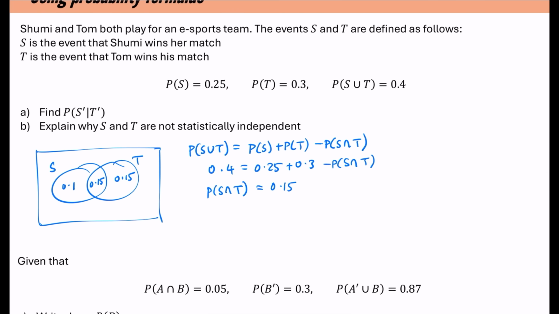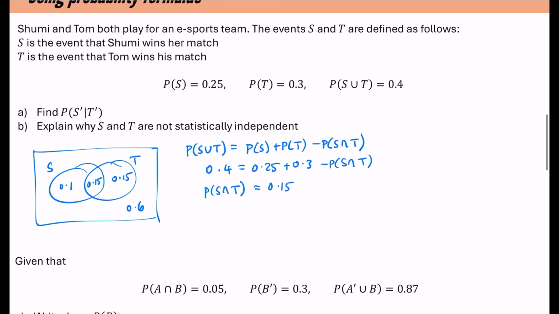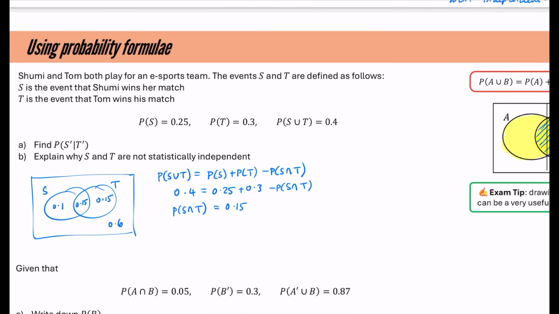And then this must mean that the outside area is 1 minus 0.1 minus 0.15 minus 0.15, which is 0.6. I could have done that even quicker because I knew this whole section was 0.4, so the outside must be 0.6. So now I've got the Venn diagram, I can actually go straight in and answer the question.